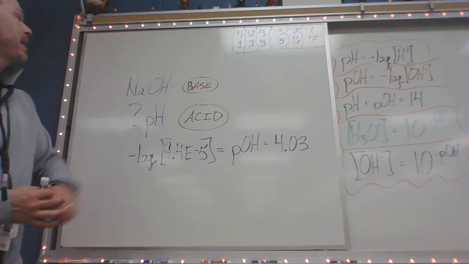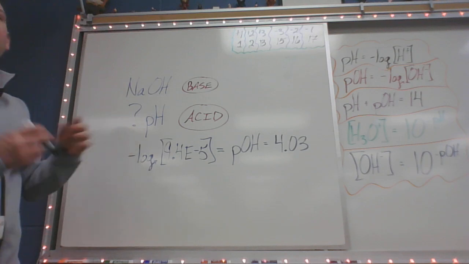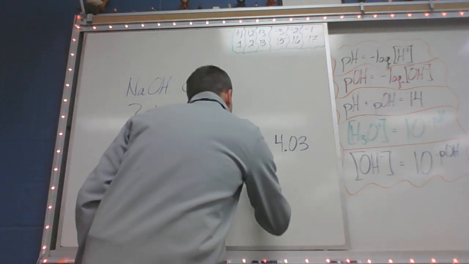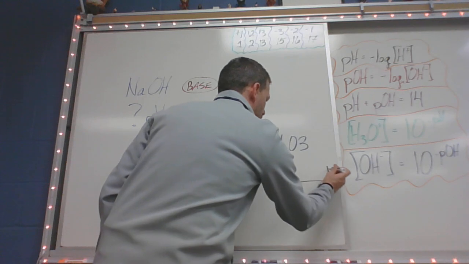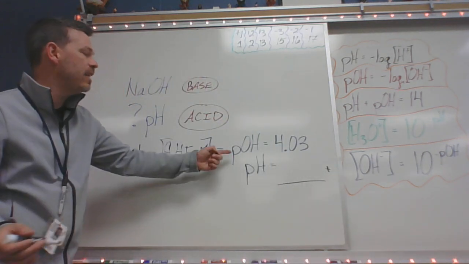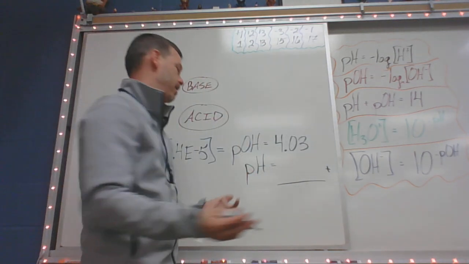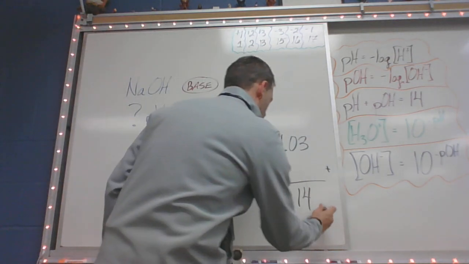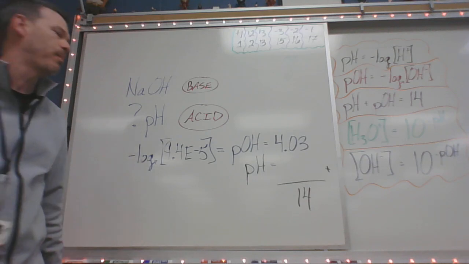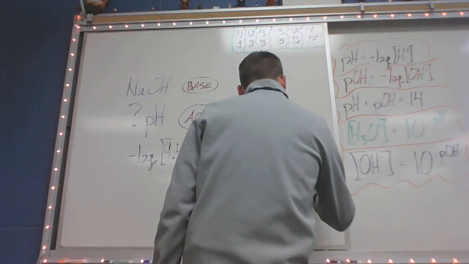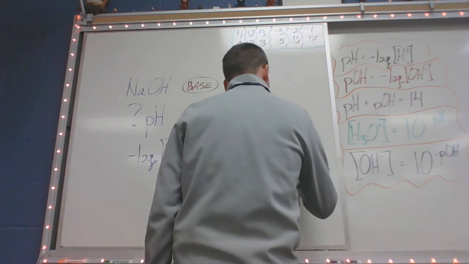But we're not done because of the mismatch at the beginning. I don't want a pOH. It is asking for pH, but what's the easy trick to find that number? We know that these two values always add up to 14. So we can easily just do 14 minus 4.03 to get an answer.